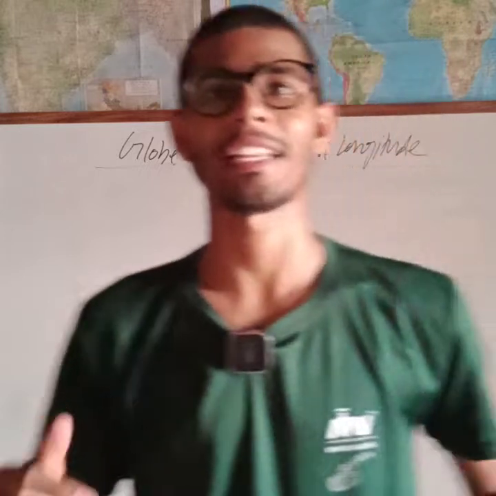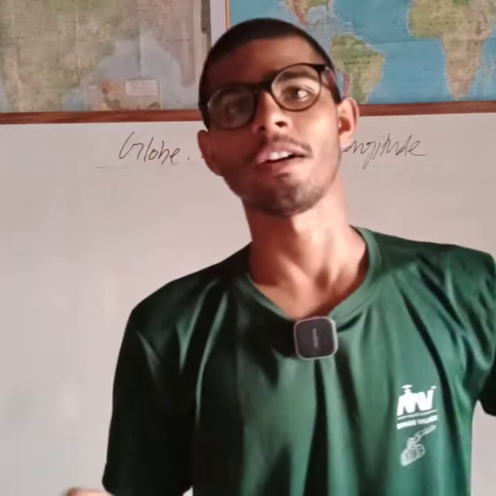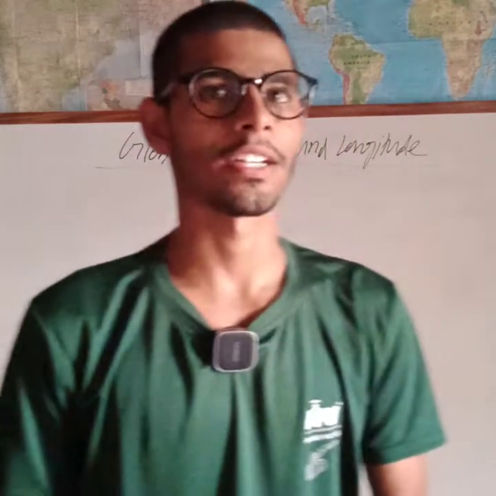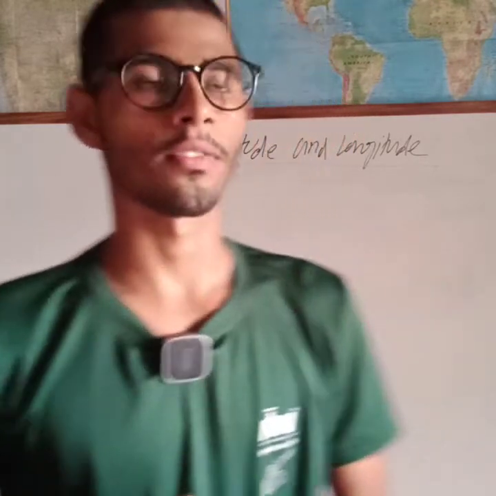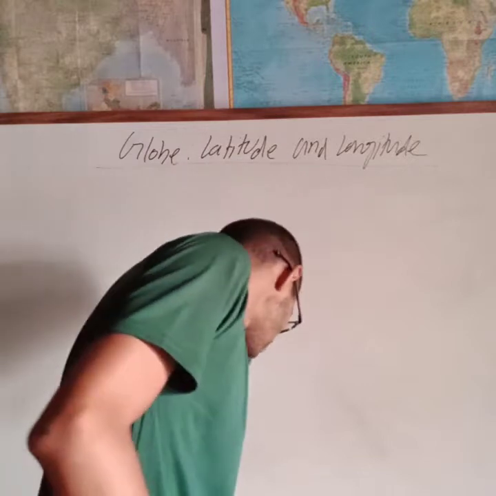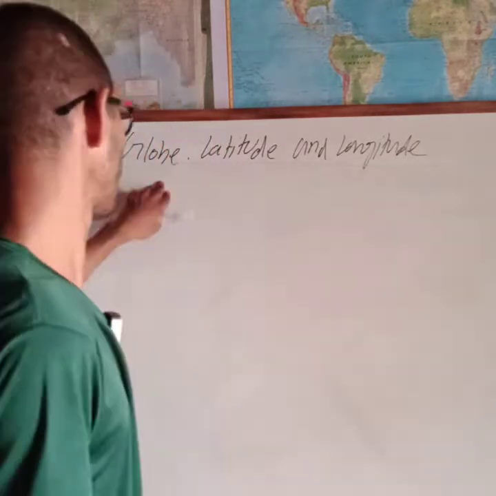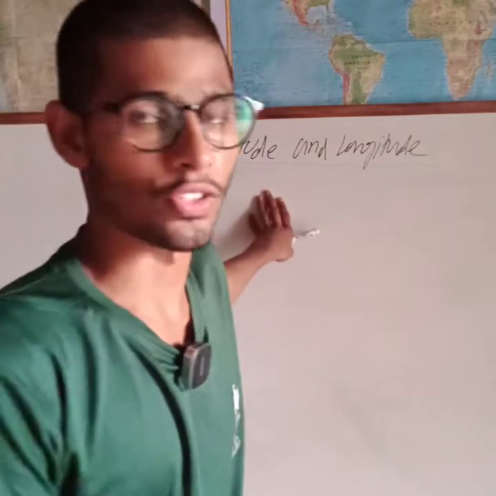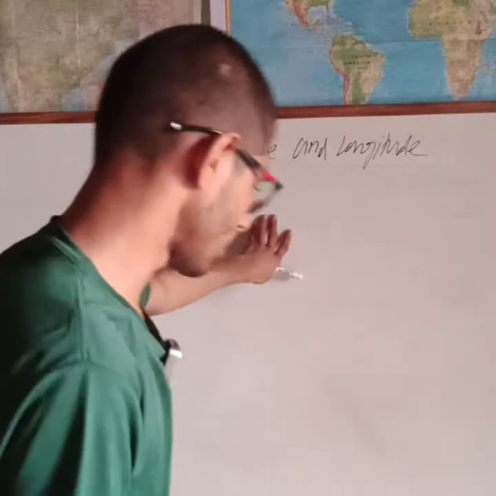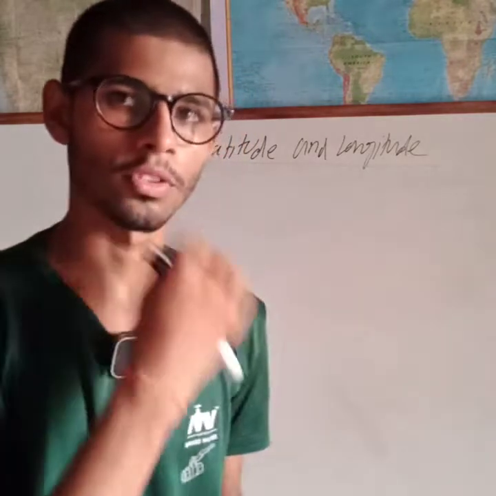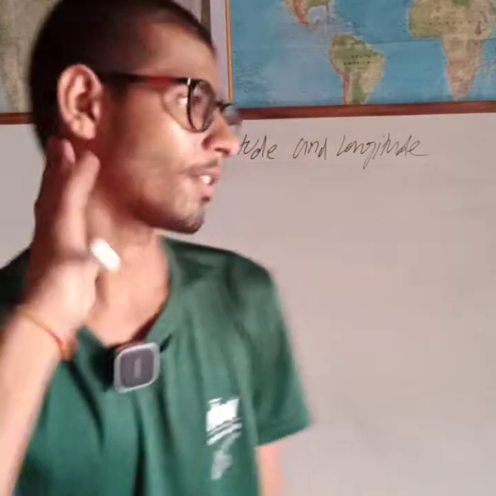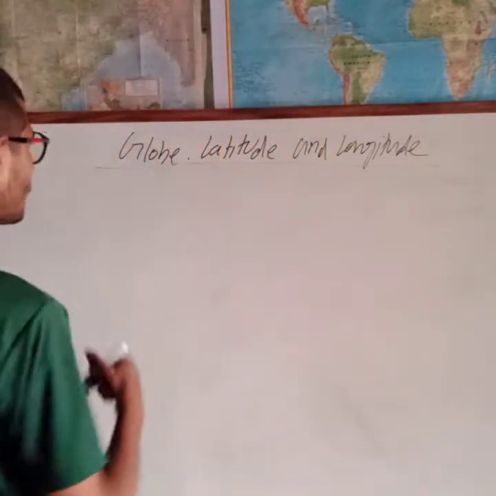In the last class, we discussed the first chapter of the sixth class NCERT Geography, the Earth in the Solar System. So today we will discuss the second chapter, Globe, Latitude and Longitude. As I've told you, we'll discuss important concepts and terminology. First of all, this is the word mentioned: globe.